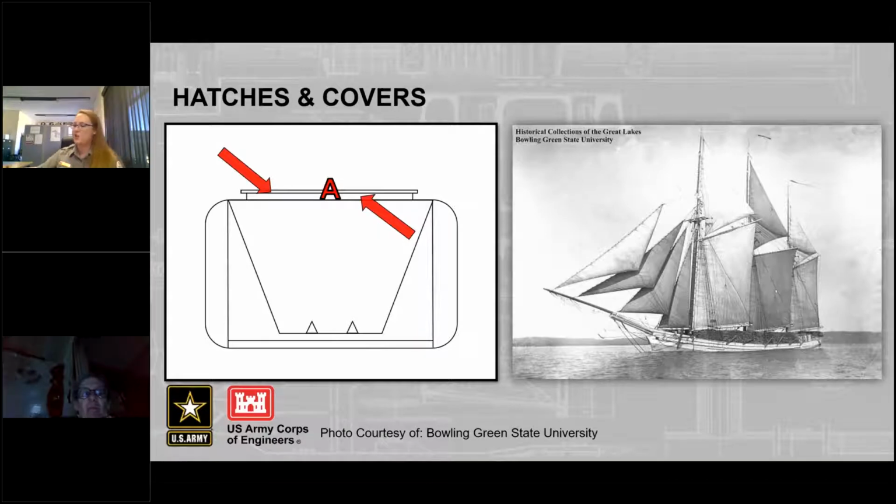So first we'll talk about hatches and hatch covers. The vessel that you see to the right is the Lucia A. Simpson, built in 1875, and we'll reference it several times in this section. And then on the left, we have a graphic of basically what a cross-section of a modern freighter looks like. So hatches are spaces on top of the deck that open into the cargo holds below. The hatch covers are like the lids to these hatches, the same way that a cookie jar has a lid to it.